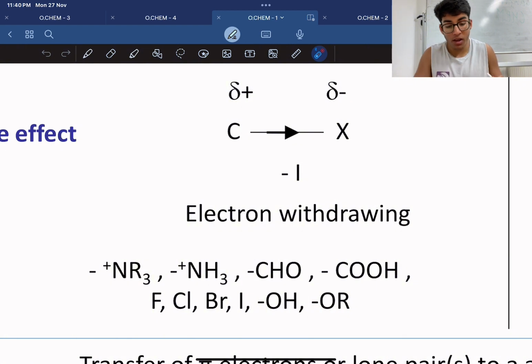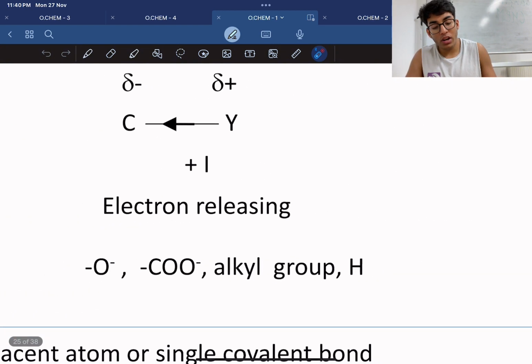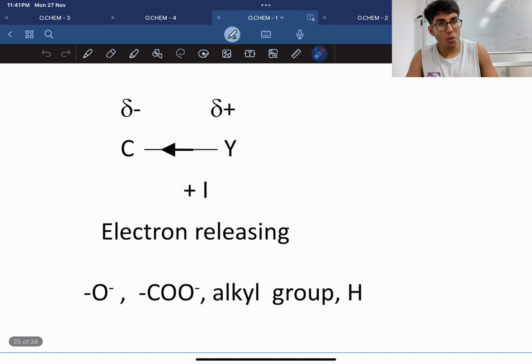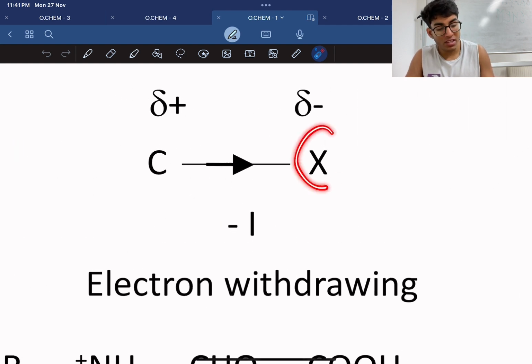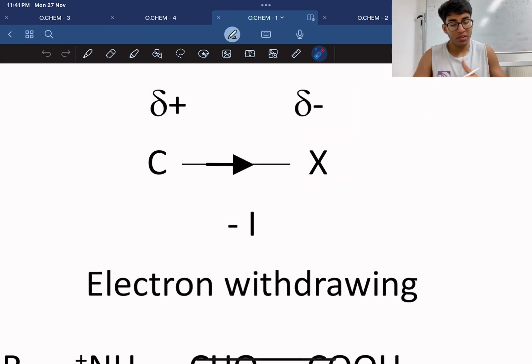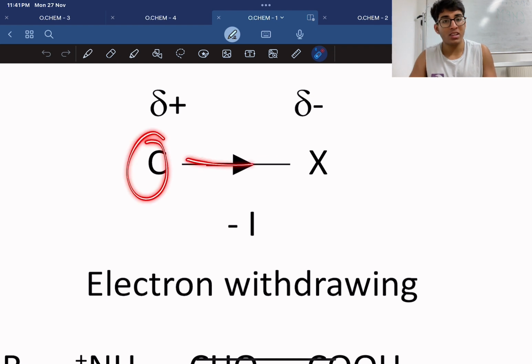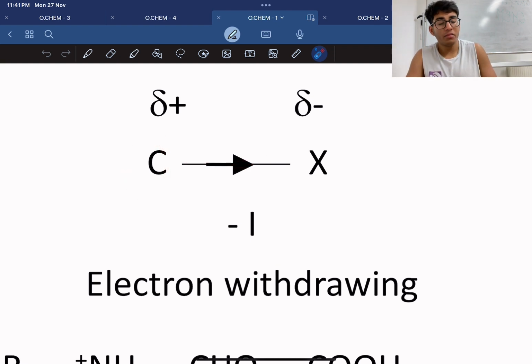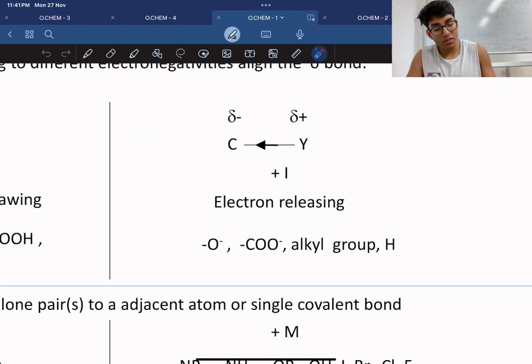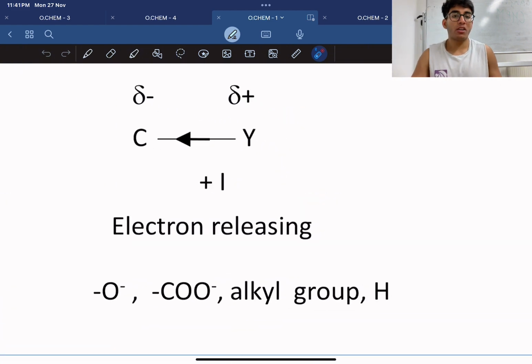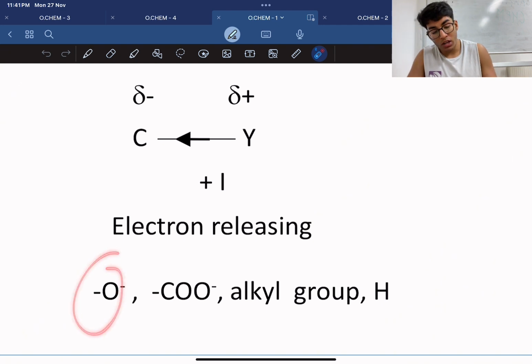Again, I'm telling you, very important. Learn this. Same way, electron releasing. It's the opposite. If those are withdrawing, then these are releasing. Simple. We have a few examples of that as well. Basically, groups which freely just give up their electrons. They're like, okay, fine, I don't really want it, if you want, you can just keep it. They don't really care. We have O, need to learn. COO, need to learn.